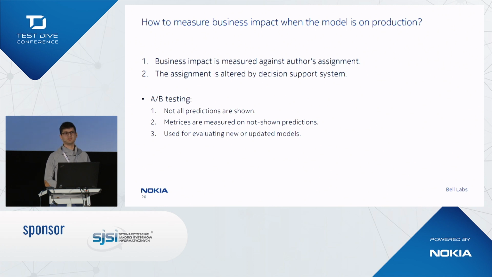The solution is simple. We use A/B testing. It's something that can be described as we have multiple predictors and we randomly choose just one to show the prediction to the end user. The ratio of which predictor is chosen is customizable, so it's also fine here.